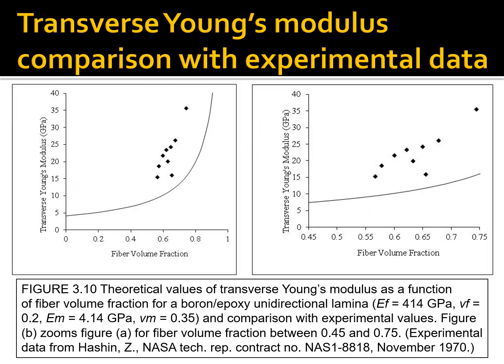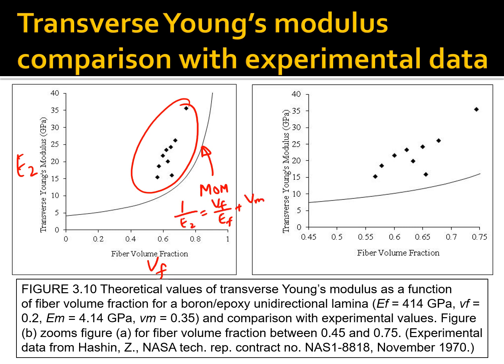So this is a very important figure to see. Here we are plotting the Young's modulus E2 as a function of the fiber volume fraction, and these are some experimental data points, and this is your mechanics of materials approach formula, which is 1 by E2 is equal to VF by EF plus VM by EM, which we just derived. And you can see that there's a big difference between the experimental results and what you are predicting by using the mechanics of materials approach.